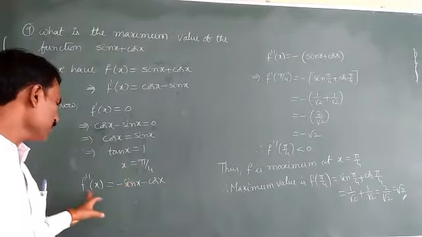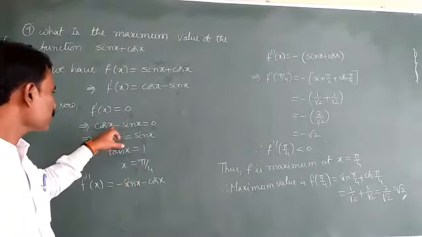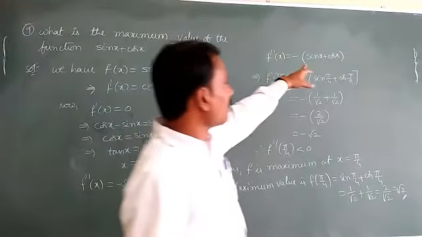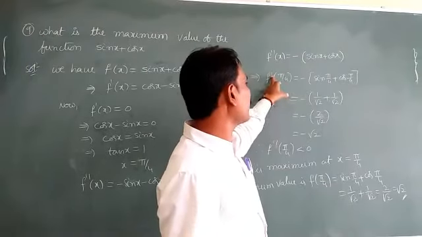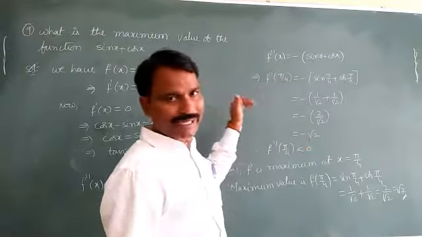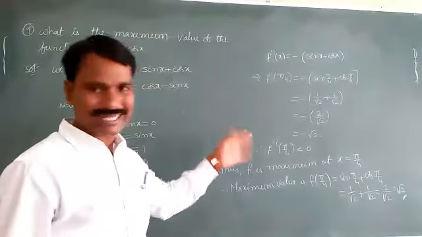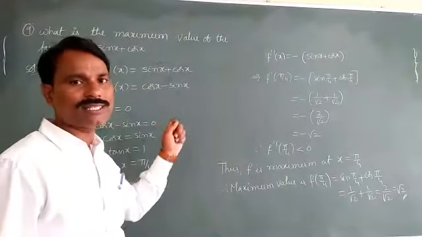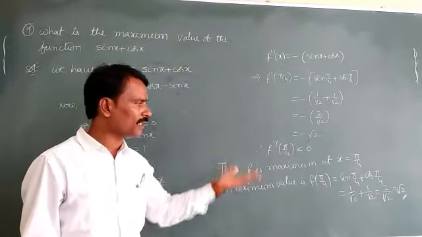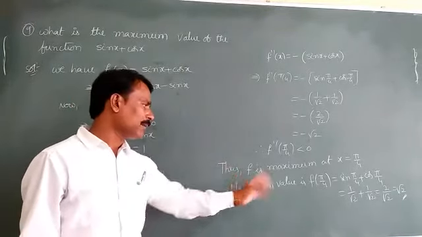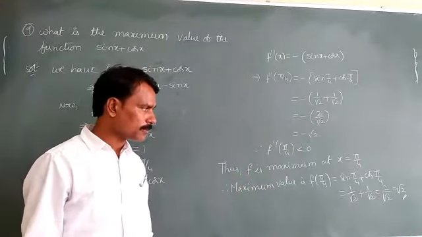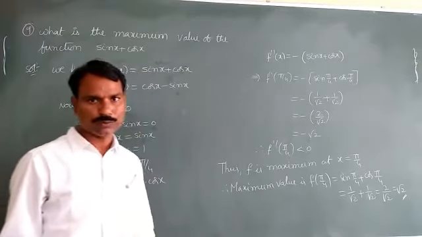First, the principal value. f double dash of x equal to minus sin x minus cos x will come. Take minus common: minus of sin x plus cos x. f double dash of pi by 4 equals minus root 2. By taking the second derivative test, we got less than 0, which means that it is a maximum. That is maximum at pi by 4. Finally, the maximum value is f of pi by 4, sin pi by 4 plus cos pi by 4, you get root 2.